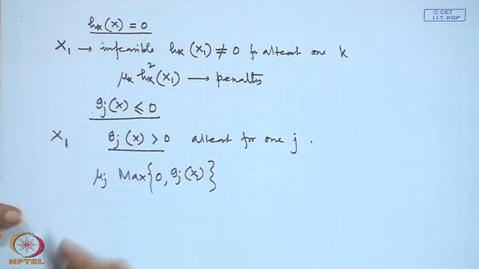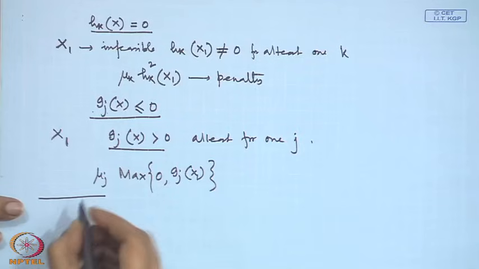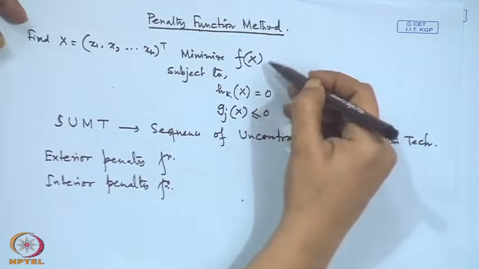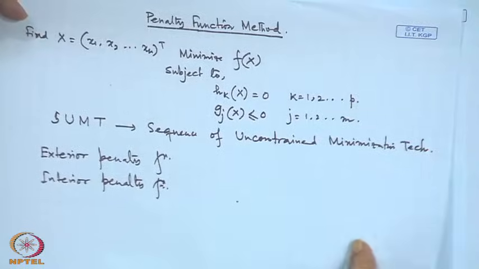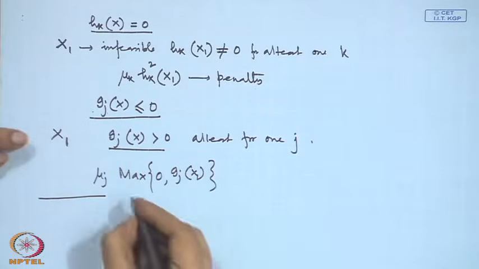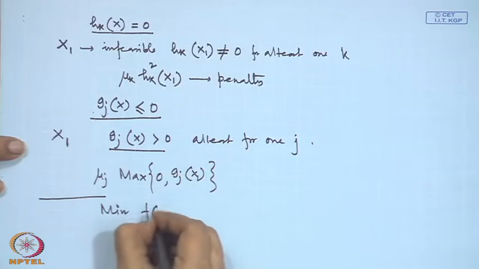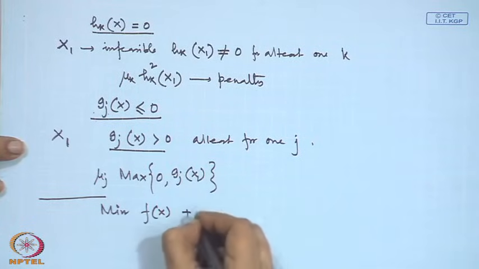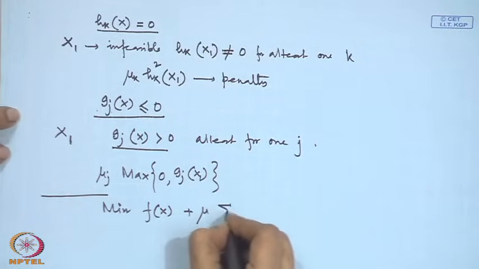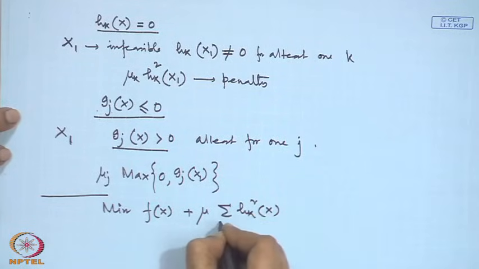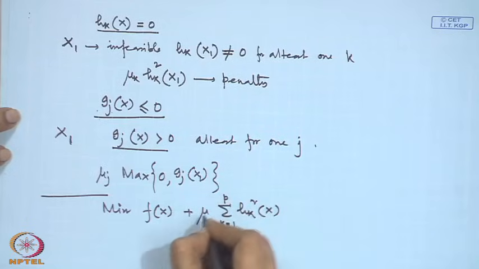Now, the penalty function method converts the constrained nonlinear programming problem into an unconstrained minimization problem in the following fashion: minimization of f(x) plus the summation of mu_k times h_k squared(x), that is the penalty for the equality constraints, with k from 1 to p.